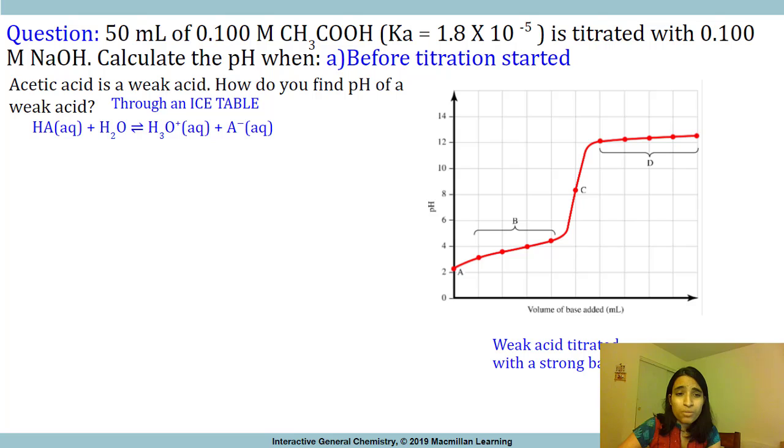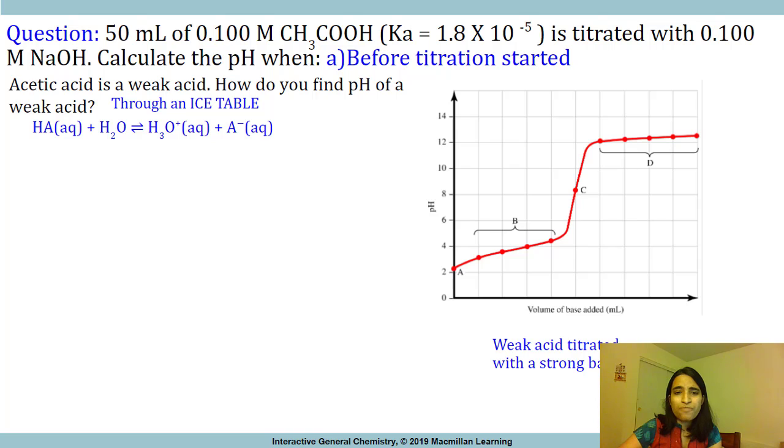We know it's at equilibrium, and that's one of the main reasons we cannot say, for example, if the molarity of this acid is given to us as 0.100 molarity acetic acid, that the hydrogen concentration is also 0.1. If this was a strong acid like HCl, we could have said, well, if the molarity of HCl is 0.1, the molarity of hydrogen is also 0.1.